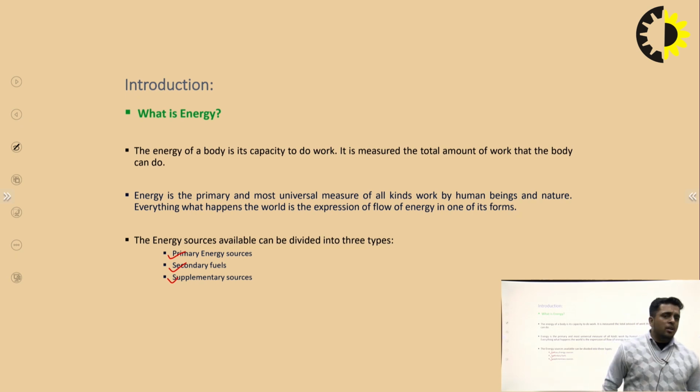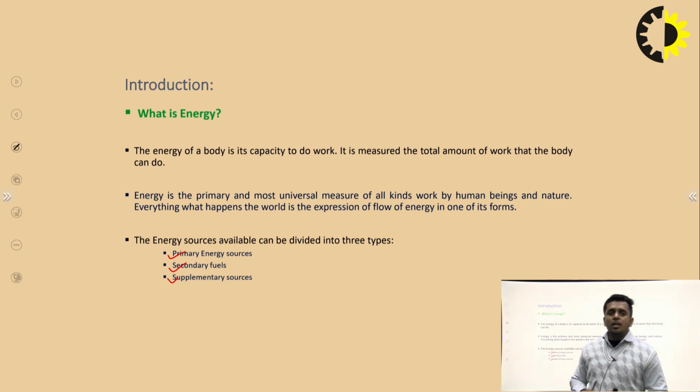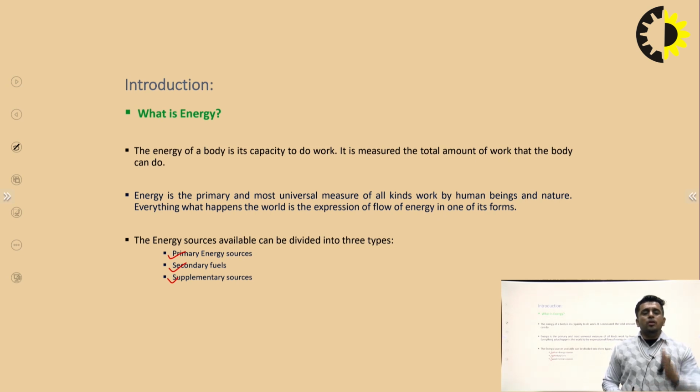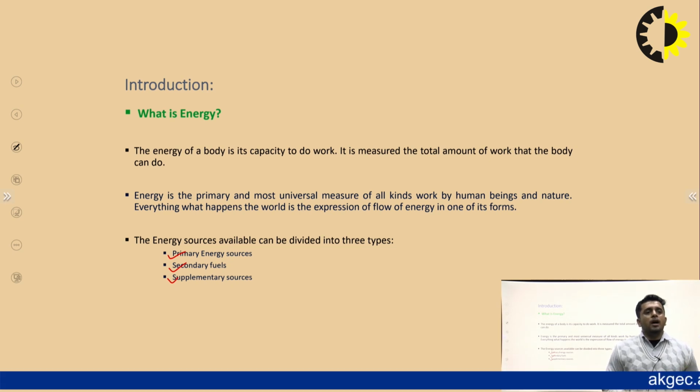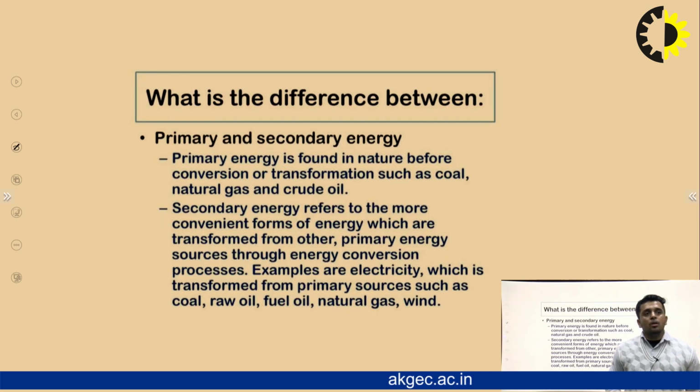So in this slide the energy definition is there: energy is the ability to do work. Energy is the primary and most universal measure of all kinds of work, and whatever is happening anywhere in the world is the expression of the flow of energy. The energy sources available can be divided into three types: primary energy, secondary, and supplementary. Let's have a look over this. What are primary energy sources?